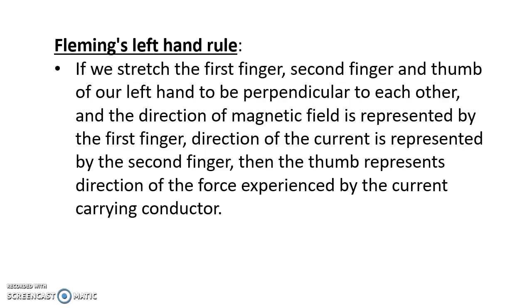If both are experienced, what will happen? A force is experienced. Listen, force comes out. The direction of the force which has been experienced by the conductor after placing it in the magnetic field is given by the thumb direction. The thumb represents the direction of the force experienced by the current carrying conductor.